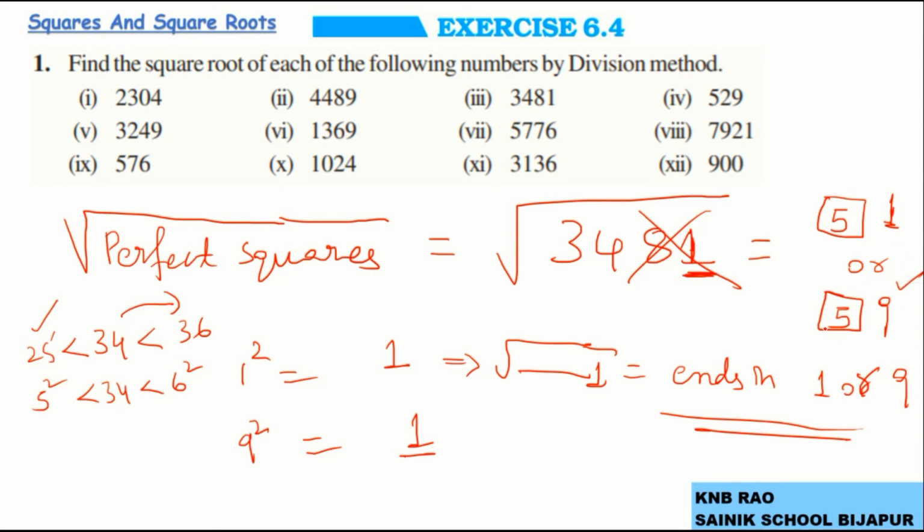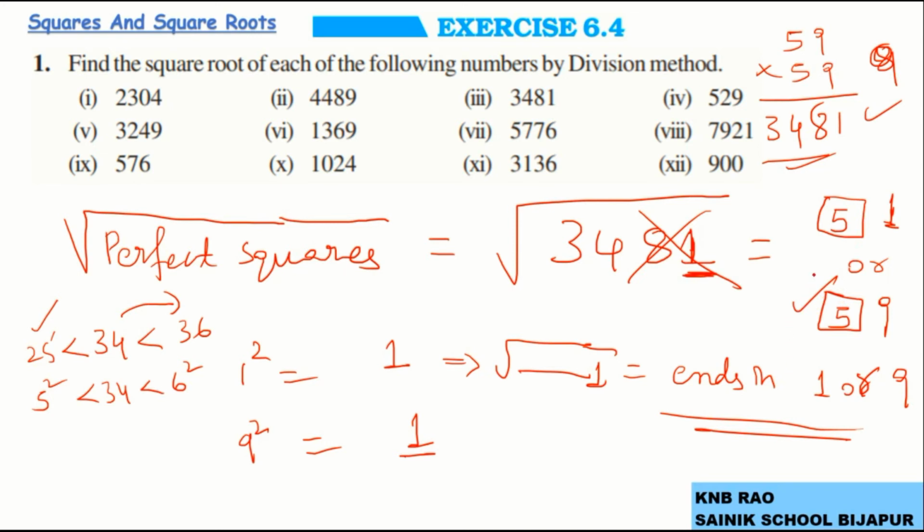Now you can cross check if you want. 59 times 59: 9 nines are 81, 9 fives are 45 plus 8 is 53... so carry, and 5 fives are 25 plus carry gives 34. So 3481 is the product of 59 by 59, or 59 square is 3481. So we can choose this way.